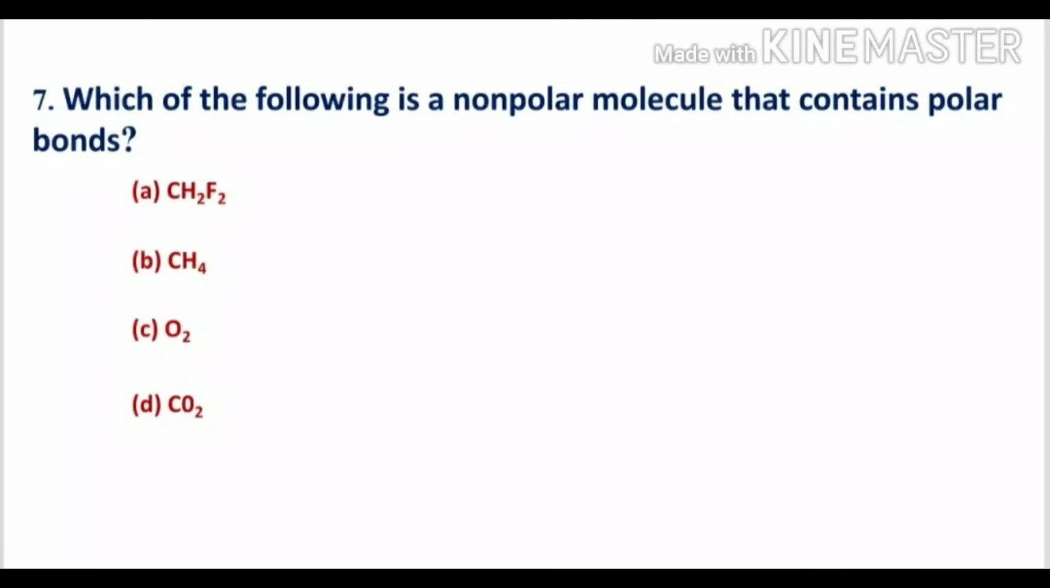Question number 7. Which of the following is a non-polar molecule that contains polar bonds? Option A, difluoromethane. Option B, methane. Option C, oxygen molecule. Option D, carbon dioxide. Among these 4 options, which is a non-polar molecule that contains polar bonds? The polar bonds are only in carbon dioxide.